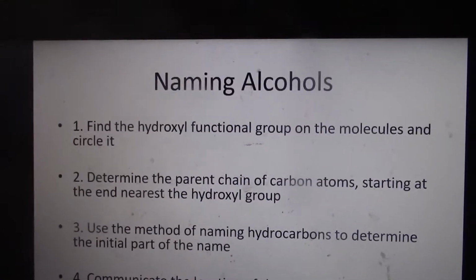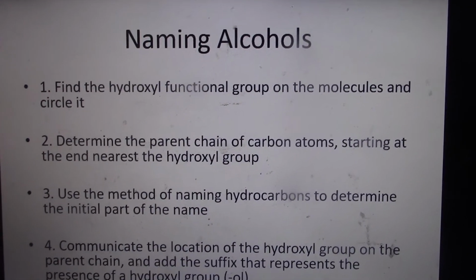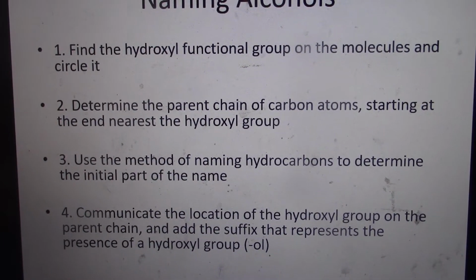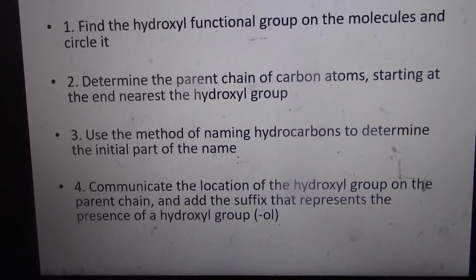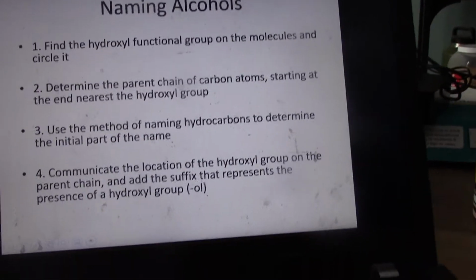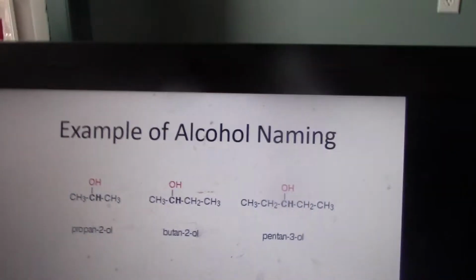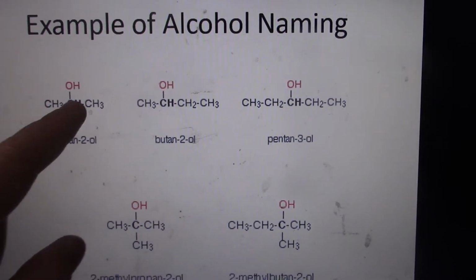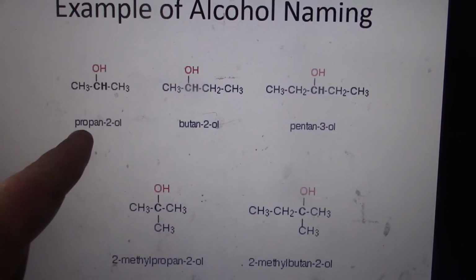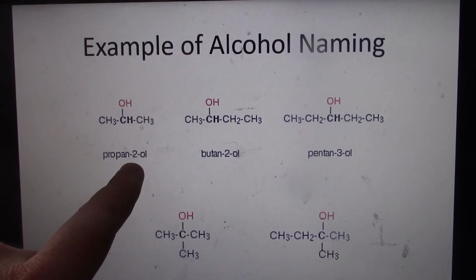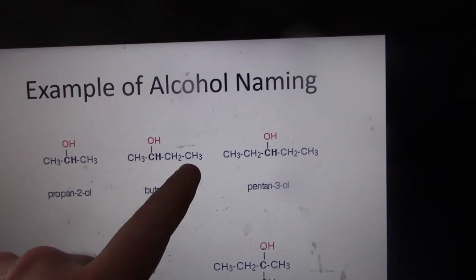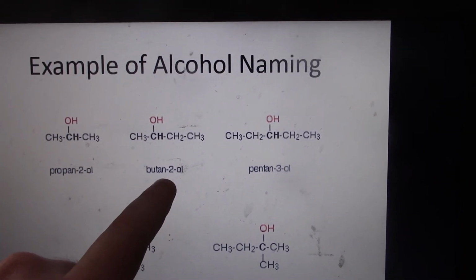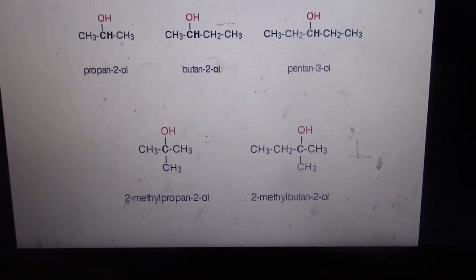Okay, so naming alcohols, same thing. Find the functional group on the molecules and circle it. Name the parent chain of atoms, all right? You're going to name carbon 1 closest to the functional group. Okay, and this is how we name. So propan, 1, 2, 3 carbons, so propane, but it's a hydroxide. Hydroxide's on carbon 2, so propan-2-ol. 1, 2, 3, 4 carbons. This is carbon 1 because it's closest to the hydroxide group. Butan-2-ol. Okay, so you can see that as well.